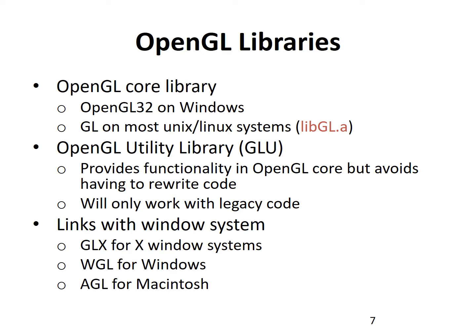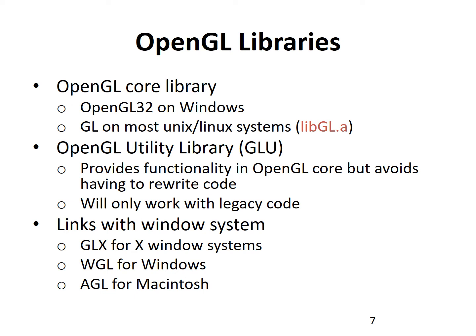OpenGL has multiple libraries. The OpenGL core library, which is OpenGL 32 on Windows and GL on most Unix systems, provides basic functionalities such as defining primitives. Then there is the OpenGL utility library. It provides functionality in OpenGL core so as to avoid rewriting code. Defining textures and MIP maps can be performed in the OpenGL utility library. So it basically builds on top of the core library.